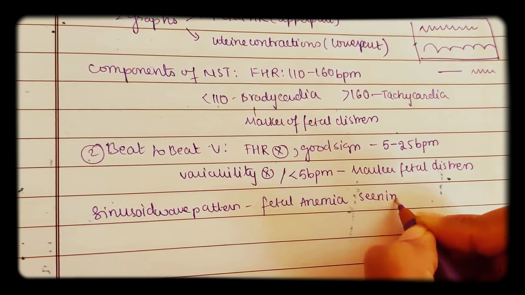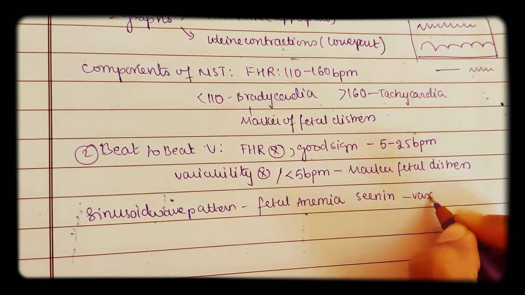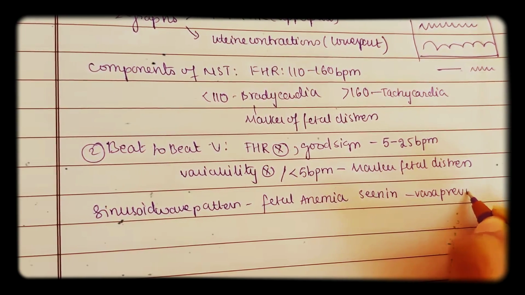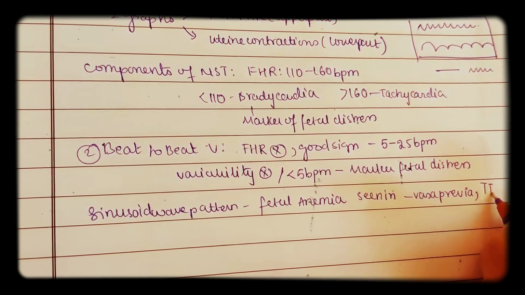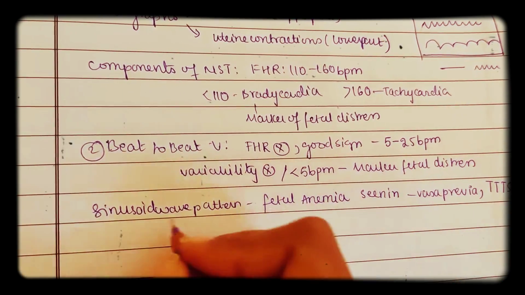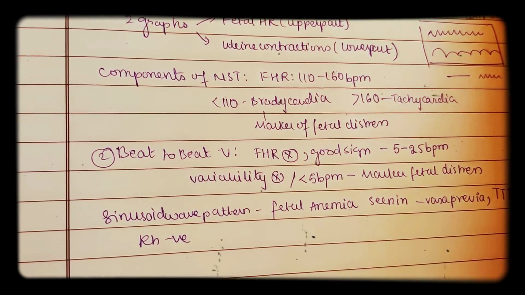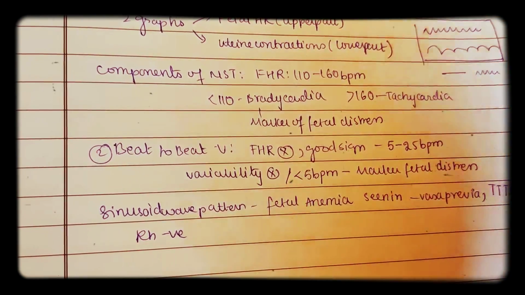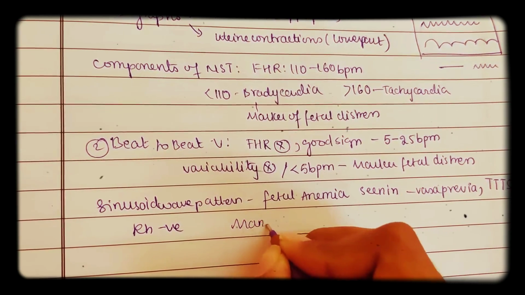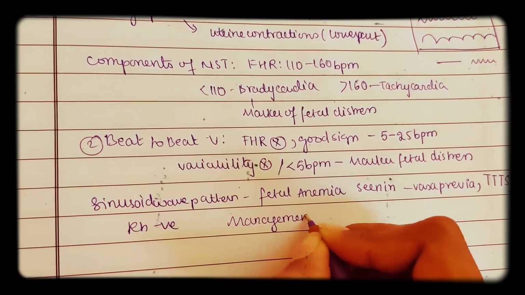of wave pattern is especially seen in vasa previa, twin to twin transfusion syndrome, and RH negative female. Okay, or you can say RH isoimmunization. So now what is the management in the case of this sinusoidal wave pattern?